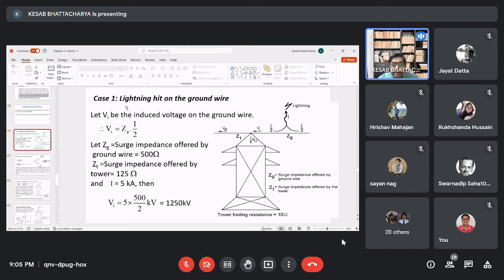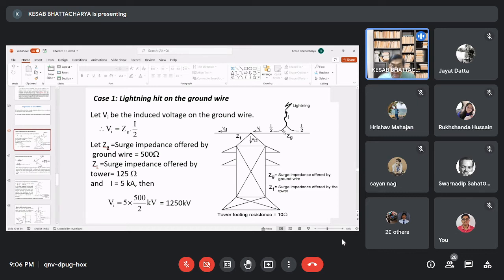Now, let us consider a few cases. The first one is lightning hit on the ground wire. Here we assume that a lightning current of magnitude I strikes the ground wire, which after striking gets divided into two parts, I by 2 in either direction, and flows in both directions. Now VI, the incident voltage, will be equal to I by 2 into ZZ, the surge impedance of the ground wire.